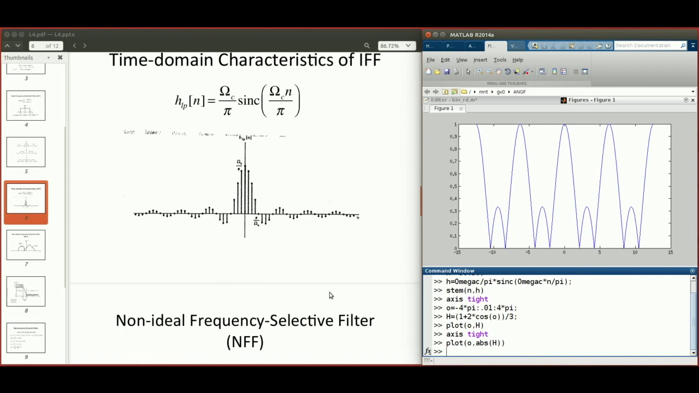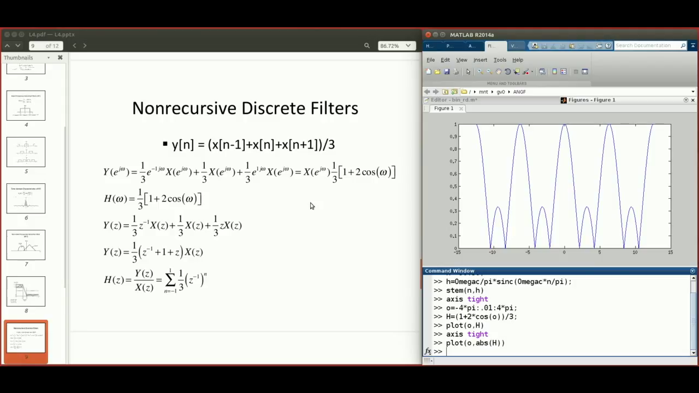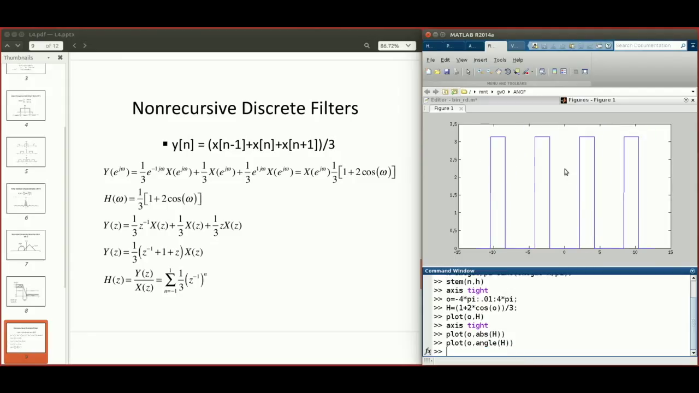So that's basically a low-pass filter. A 3-point average in time is a non-recursive discrete low-pass filter. Of course, we can also plot the phase. This is the absolute value, but if I look at the angle, you can see it has zero phase in the pass band. So in practice, it's a quite useful filter. And then it has an angle of pi close to positive and minus pi. So basically, it's a three-point average low-pass filter.